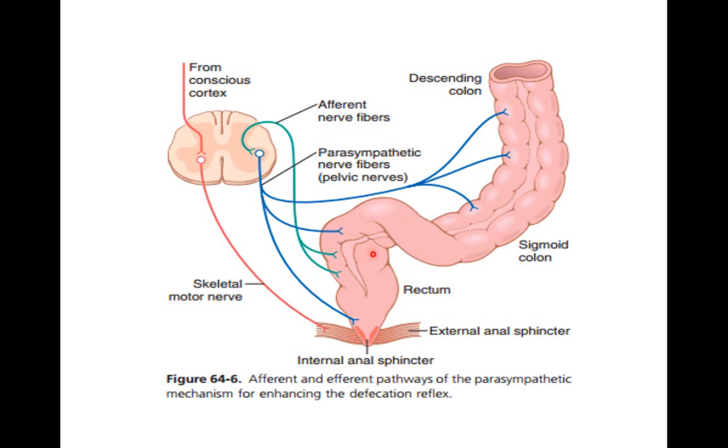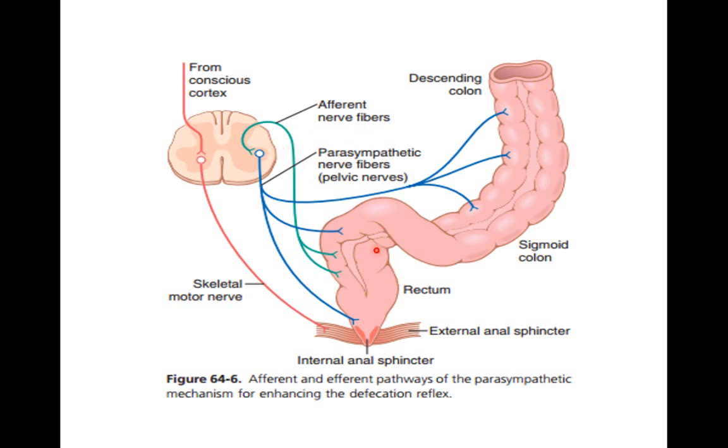But then content enters the rectum. The rectum is always empty, but when food enters the rectum, the content touches the wall of the rectum. In the wall of the rectum there are sensory receptors, and these receptors produce a signal through afferent nerve fibers and begin the reflex or parasympathetic reflex.